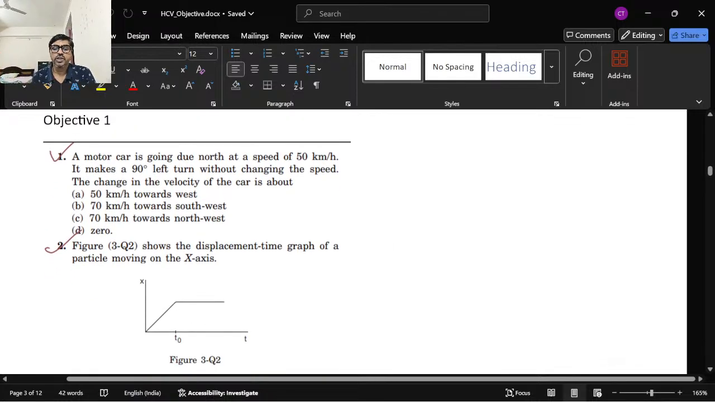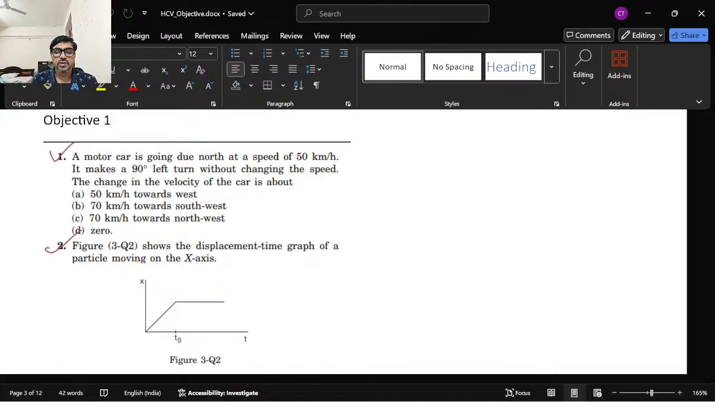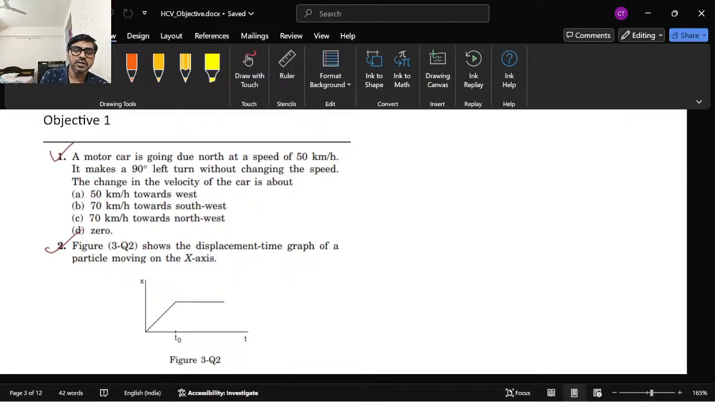A motor car is going due north at a speed of 50 kilometers per hour. It makes a 90 degrees left turn without changing the speed. Okay. The change in velocity of the car is, okay. So what is the main idea here? Velocity is a vector quantity. So even if you change the direction, you are changing the vector. So direction is changing here, magnitude is same as before.